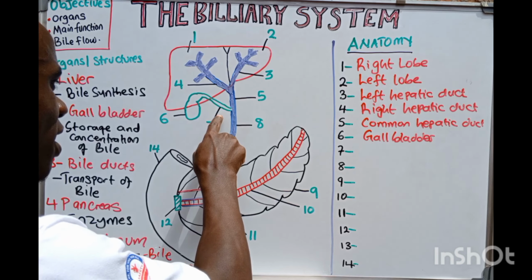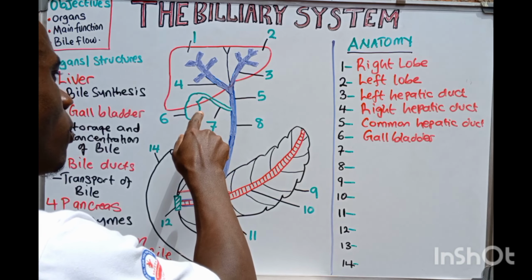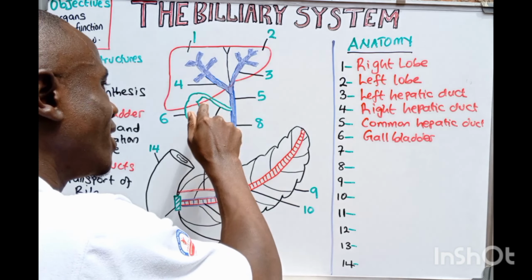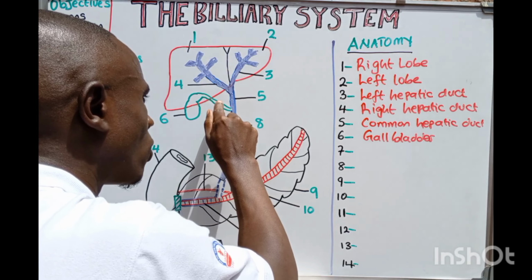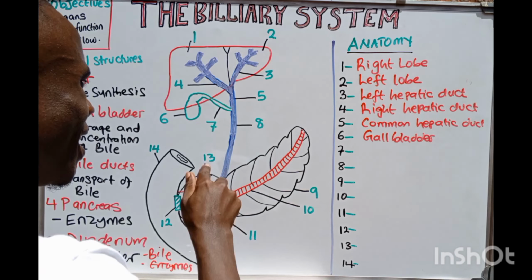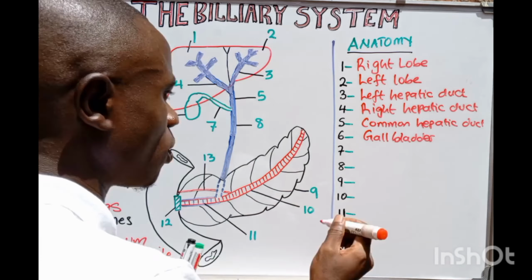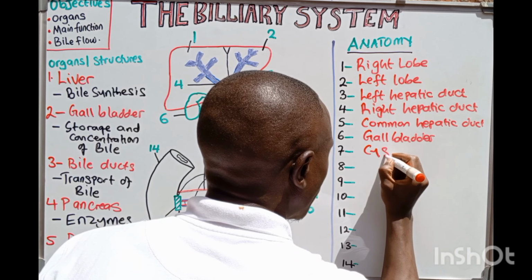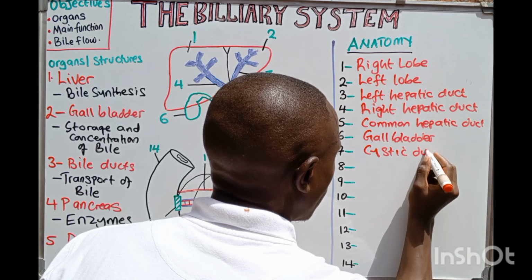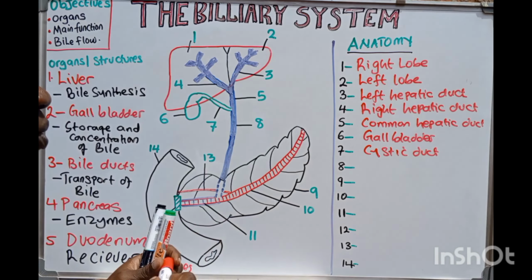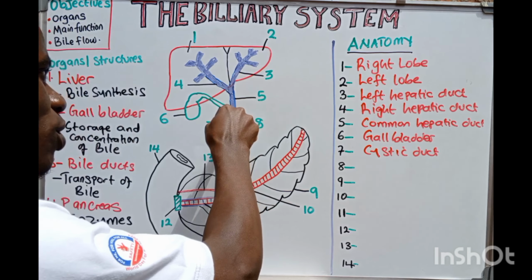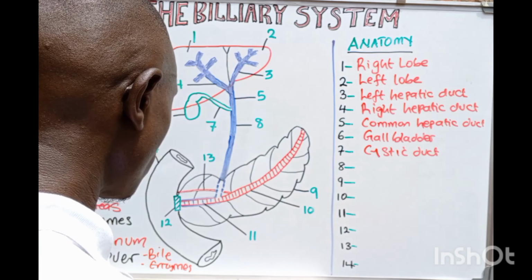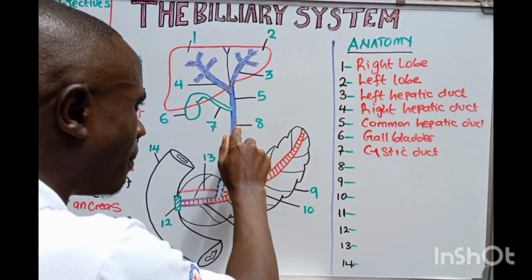And then number 7 is going to be that duct that allows the movement of bile from the gallbladder to meet another duct, the common hepatic duct. This duct here is what we call the cystic duct. It is the one which allows the bile to move from the gallbladder to join into this other duct.